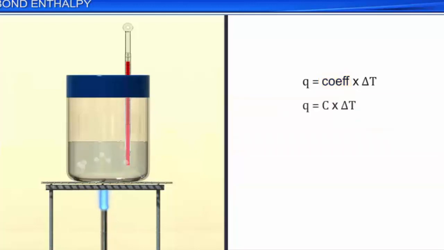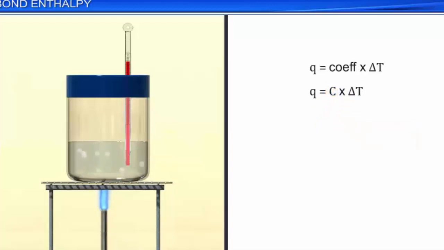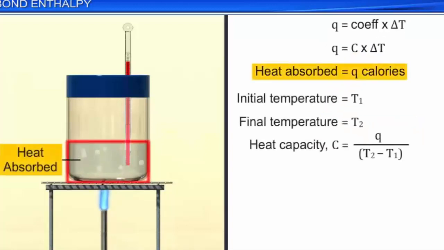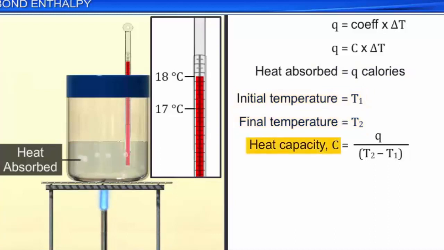The equation can also be written as Q equals C multiplied by ΔT, where C is called the heat capacity of the system. If Q calories is the heat absorbed by the system and the temperature rises from T1 to T2, the heat capacity C is given by the expression C equals Q by T2 minus T1. Thus, heat capacity is defined as the amount of heat required to raise the temperature of the system by 1 degree at a specified temperature.